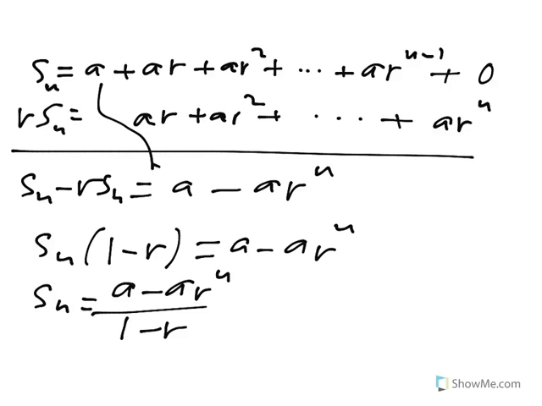The thing about this formula is that you may not know what n is, so one thing we can do is factor out an a: a times 1 minus r to the n over 1 minus r. This formula actually still requires that we know what n is.